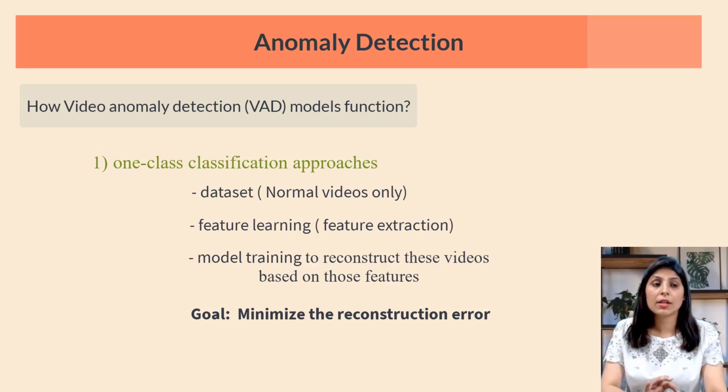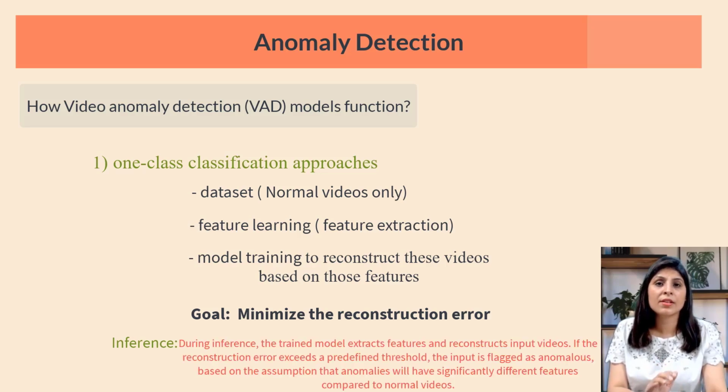Once the model is trained, during inference or testing, when we provide a new input video to the model, the trained model will extract the features and attempt to reconstruct the input. If the reconstruction error exceeds the predefined threshold value, the input is considered an anomaly. We define this threshold value during training, based on the assumption that anomalies will have significantly different features compared to normal videos. If the error is below the threshold, the input is considered normal. So this is how the one class classification approach works.